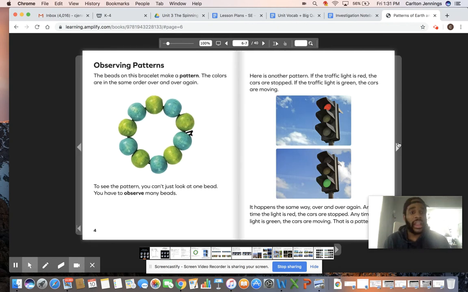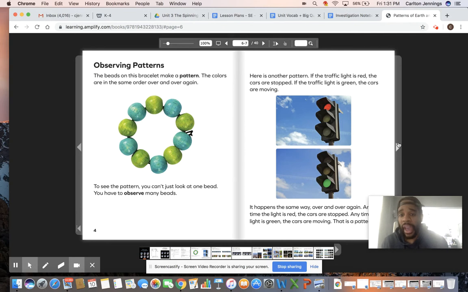Observing patterns. The beads on this bracelet make a pattern. The colors are in the same order over and over again. You see green, blue, green, blue, green, blue, green, blue. This is the pattern that is on this bracelet. To see the pattern, you can't just look at one bead. You have to observe many beads, and we can see the pattern on these many beads.